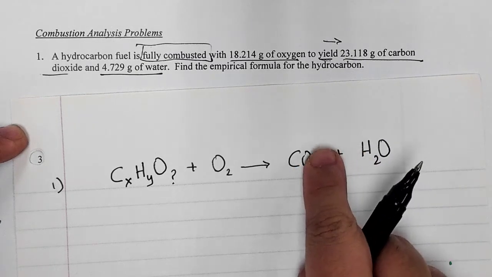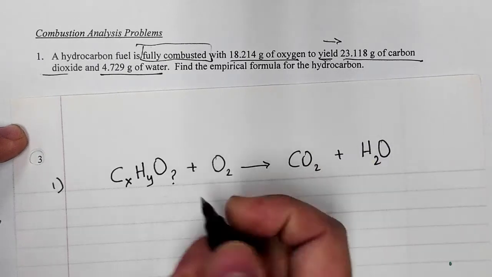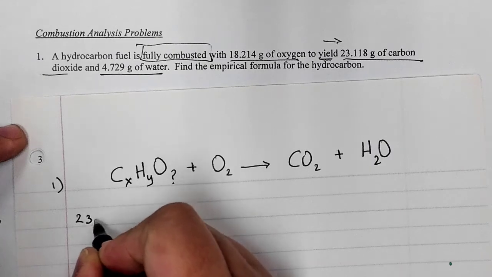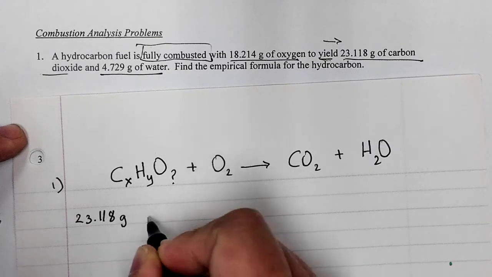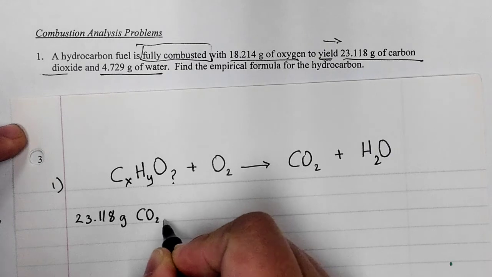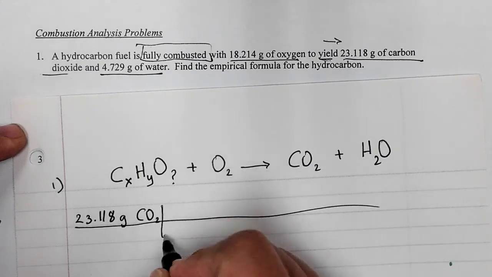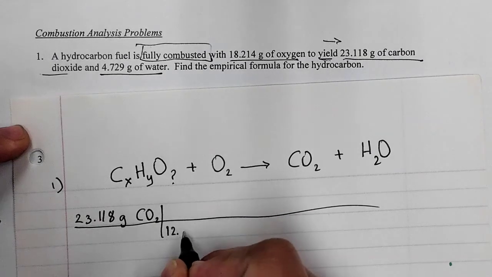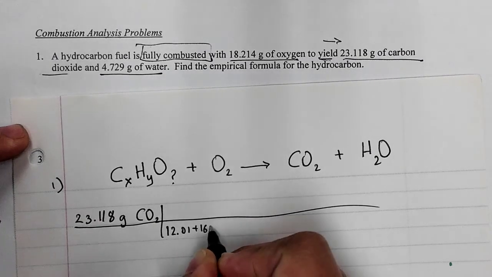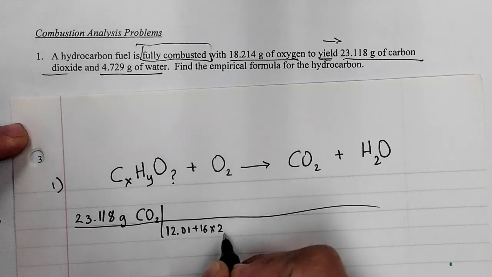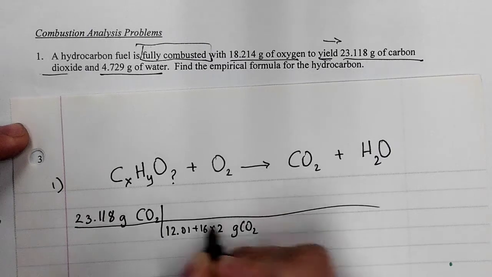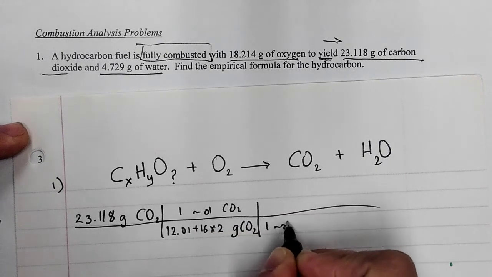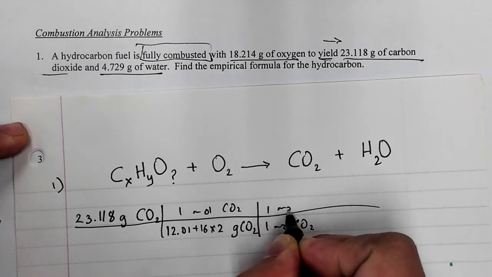So now what we're going to do is figure out carbon dioxide and water to find how many carbon and hydrogen each is. So we're going to use the carbon dioxide number, 23.118 grams of CO2. The usual, you can do this or you can do the multiplication. This is going to be carbon molar mass plus the oxygen molar mass, there's two of them, grams of CO2 per 1 mole of CO2. In 1 mole of CO2, you only have 1 mole of carbon.